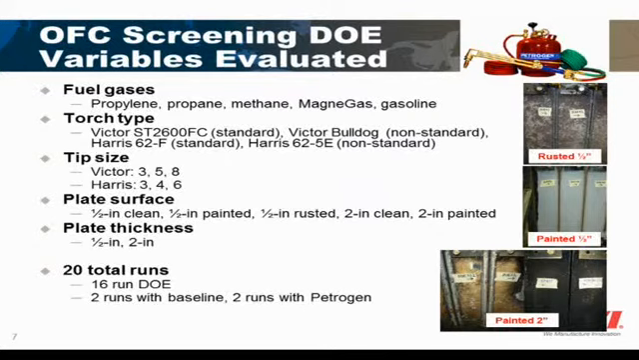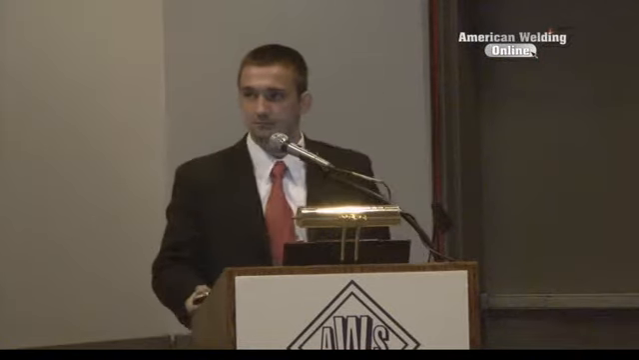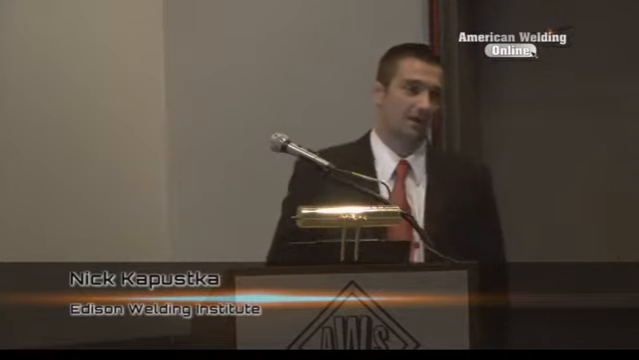It's a gasoline-based system. Magnagas was a product that was identified by the shipyard that was of interest. Basically, it's recycled waste liquid, and they have a plasma process that turns it into basically a gas that contains about 66% hydrogen. So we looked at that as well. It's marketed as a green technology. And torch types, we classified it for the screening DOE into standard and non-standard.